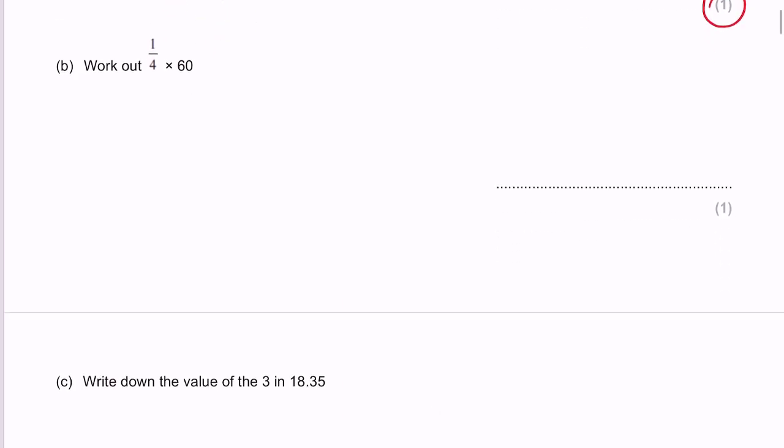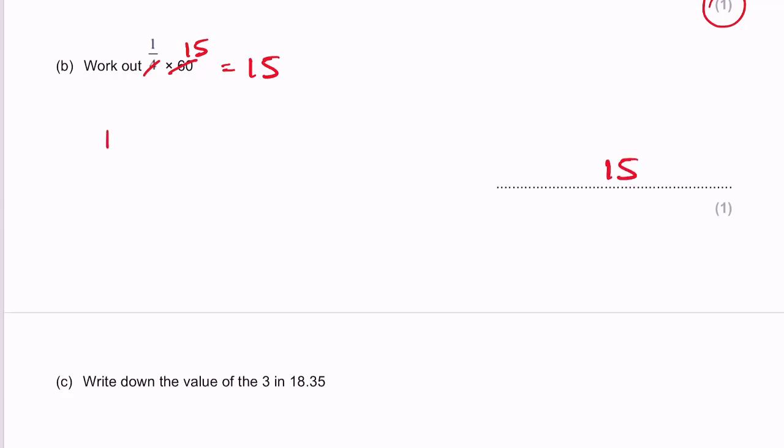Fraction of amounts, 1/4 of 60. So divide by the denominator. 4 goes into 60 15 times, and 15 times 1 is 15, so the answer is 15.